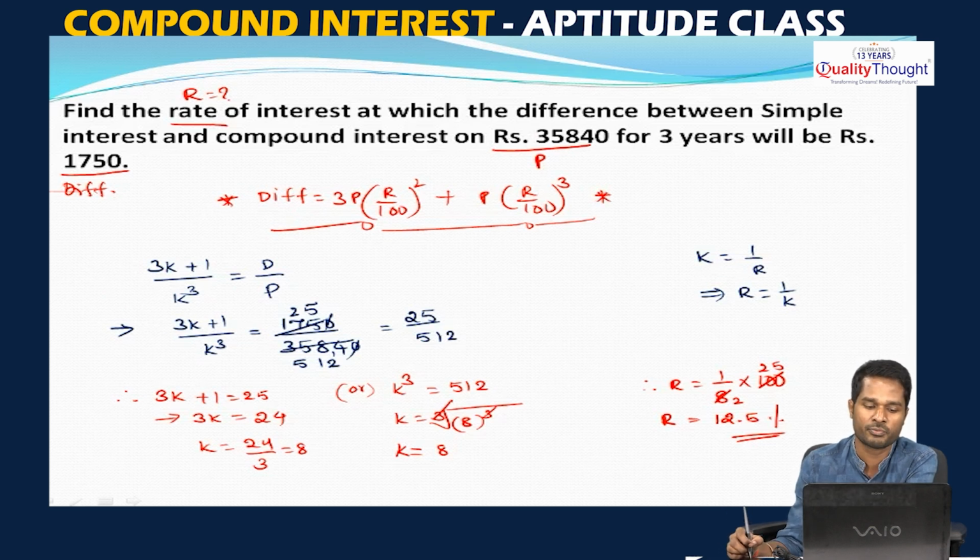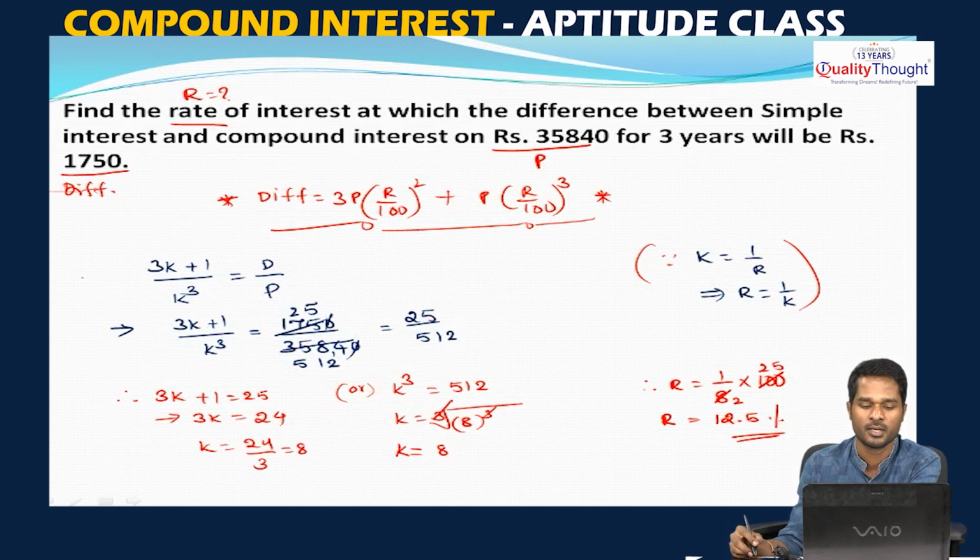So, (3k plus 1) by k cube is equal to d by p. Here k is any constant which is equal to the reciprocal of the rate of interest. I have written it here. So, k is the reciprocal of the rate of interest. So, (3k plus 1) by k cube is equal to the difference by the principal amount, where the difference is 1750 and the principal amount is 35,840. After cancellation we got (3k plus 1) by k cube is equal to 25 by 512.